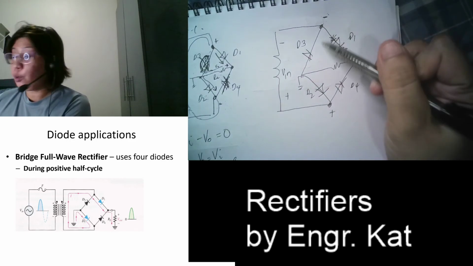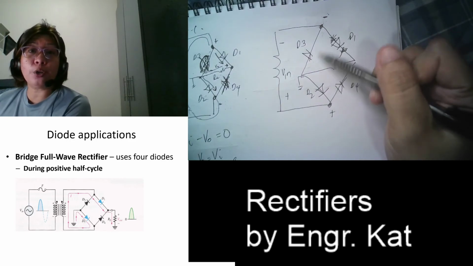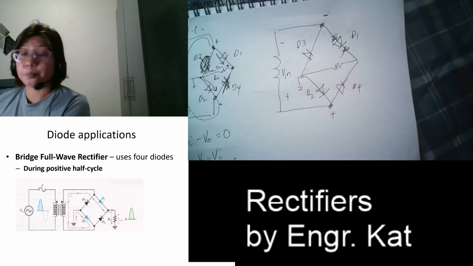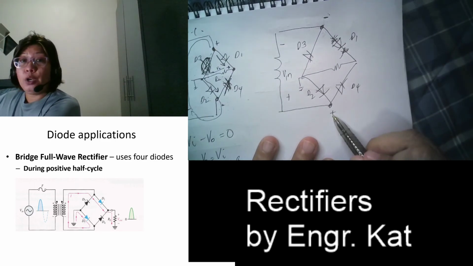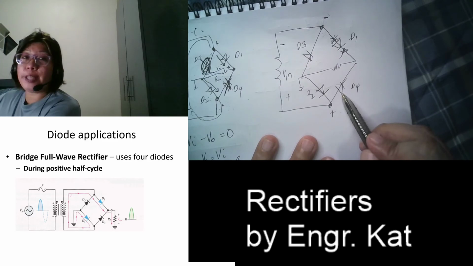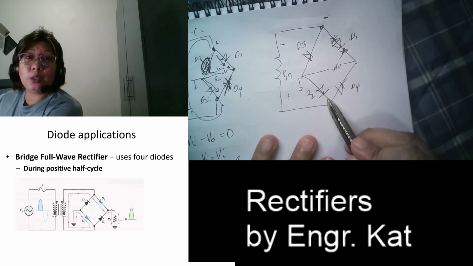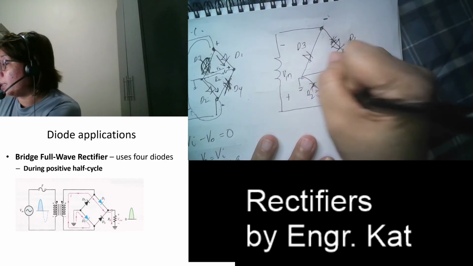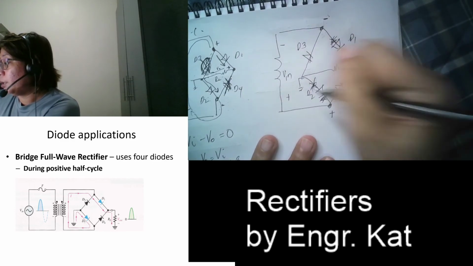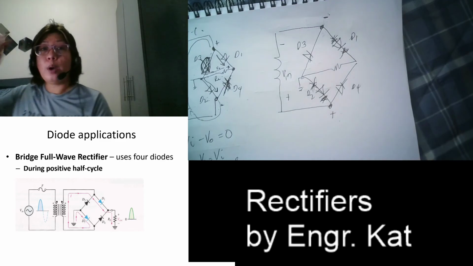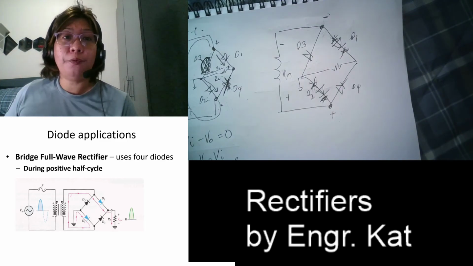Negative, negative, so this is forward. So this is where your current can flow. How about here? So D4, positive connected to the anode, so this is forward. Positive connected to the cathode, so this time this is open. This is open. Okay? So how does your current flow here?